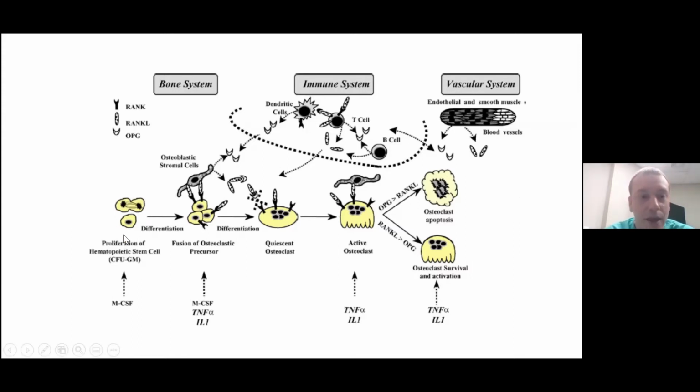Osteoclasts are derived from a hematopoietic stem cell that in the presence of macrophage colony stimulating factor differentiate into osteoclastic precursor. In the presence of receptor activator of nuclear factor kappa-B ligand and its interaction with its receptor, osteoclasts become active. But there's the presence of another molecule called osteoprotegerin, which is secreted by the stromal cells and osteoblasts that inhibit this interaction between the RANK ligand and its receptor. And this leads to osteoclast apoptosis. So the RANK ligand OPG axis provides a mechanism to control the action and activity of osteoclasts.